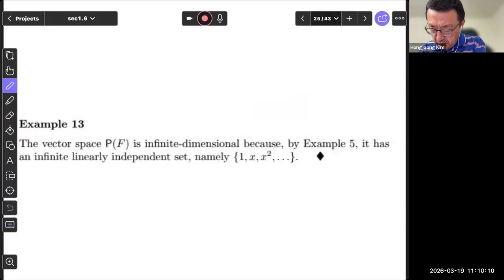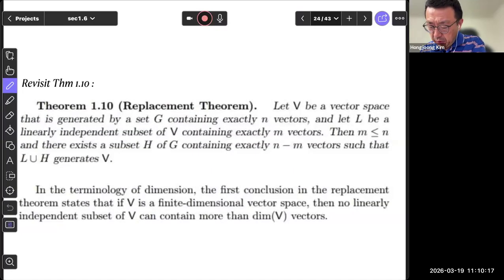Yeah, this is trivial. So the theorem says if V is generated by exactly n vectors, in other words, this replacement theorem says that if V is a finite dimensional vector space, then no linearly independent subset of V can contain more than this number of vectors.